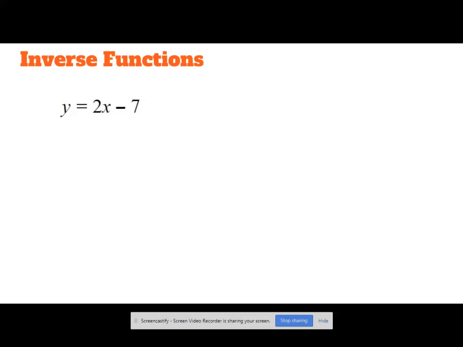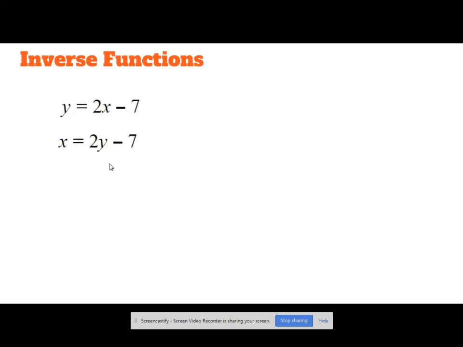So y is going to become x, the range is going to become the domain, and x is going to become y. The domain is going to become the range. So all we've done is take what was the range and made it the domain, and what was the domain and made it the range.